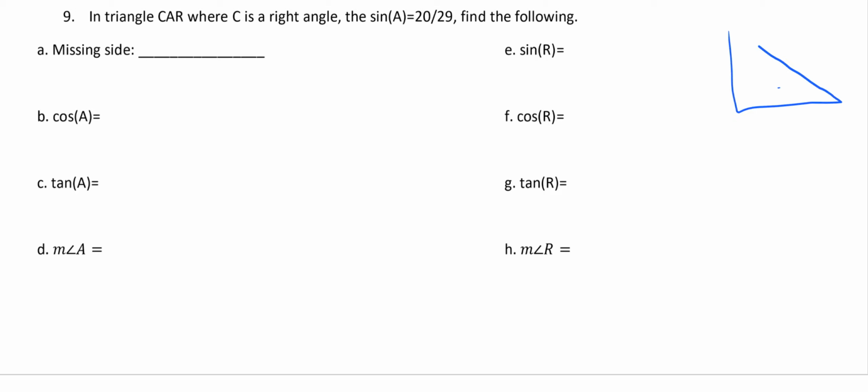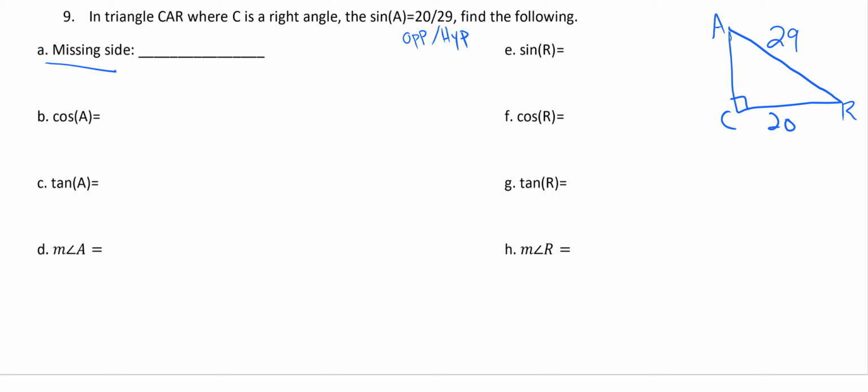So let's draw a picture. We have triangle CAR, where C is the right angle. And then it says sine of A is 20 over 29. So sine, if you guys remember, that's the opposite over the hypotenuse. So that means 20 must be opposite of angle A, and 29 must be the hypotenuse. So now from here, we need to find that missing side. So step 1 is to find that missing side.